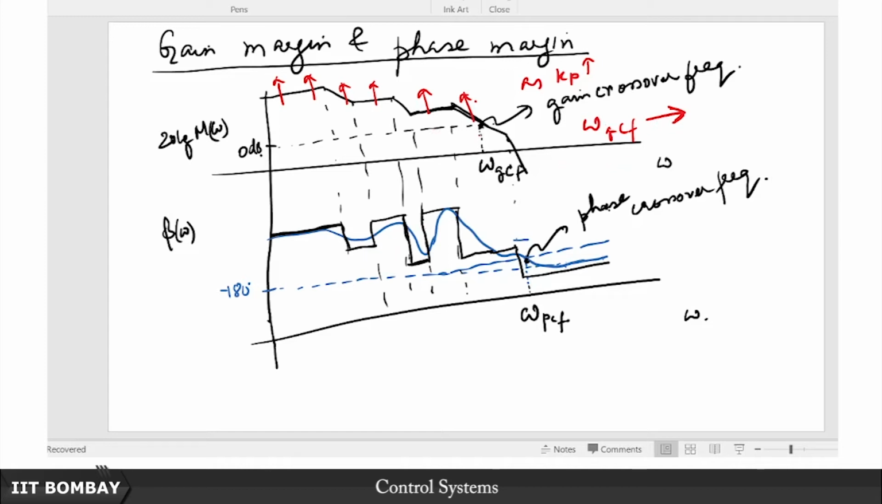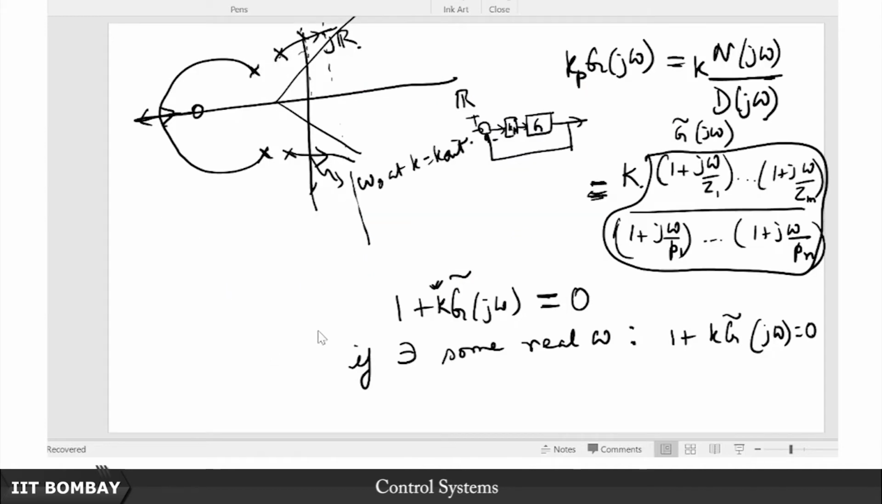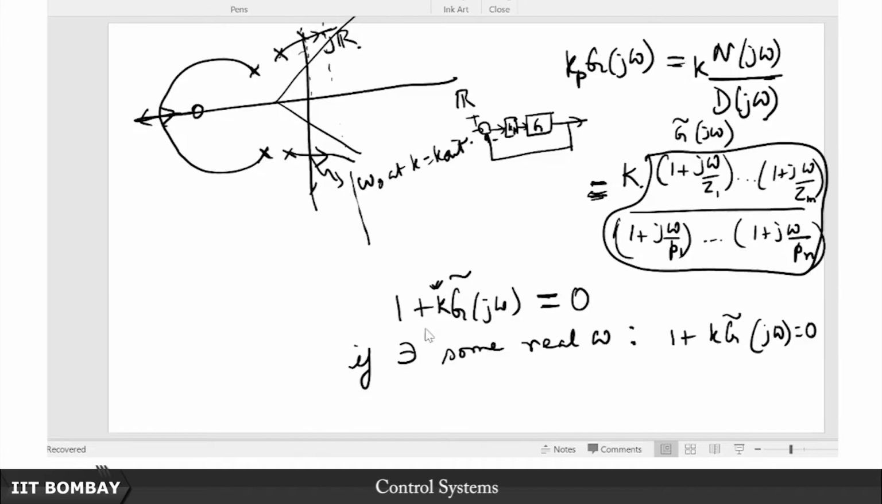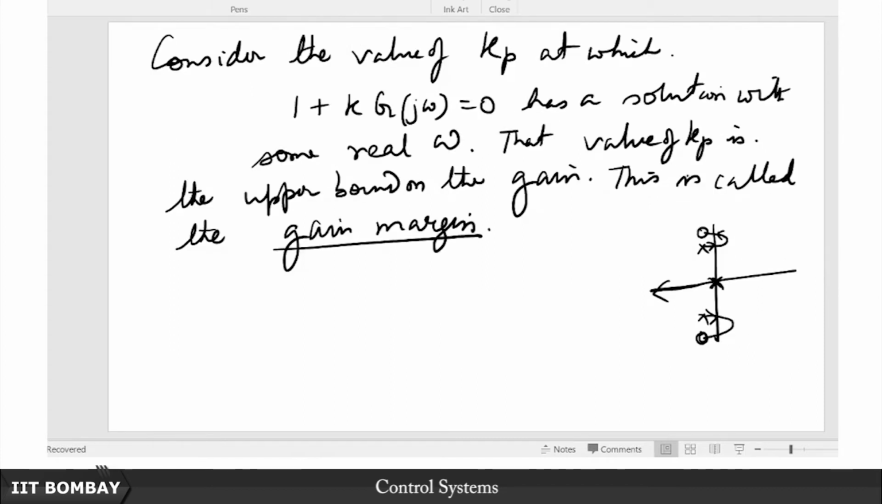Now, what happens if this gain crossover frequency and the phase crossover frequency coalesce? Yeah, that is a big problem. That is precisely the situation when you will have this condition, that this phase condition and the gain condition will both be met. See, what does it mean to say that?